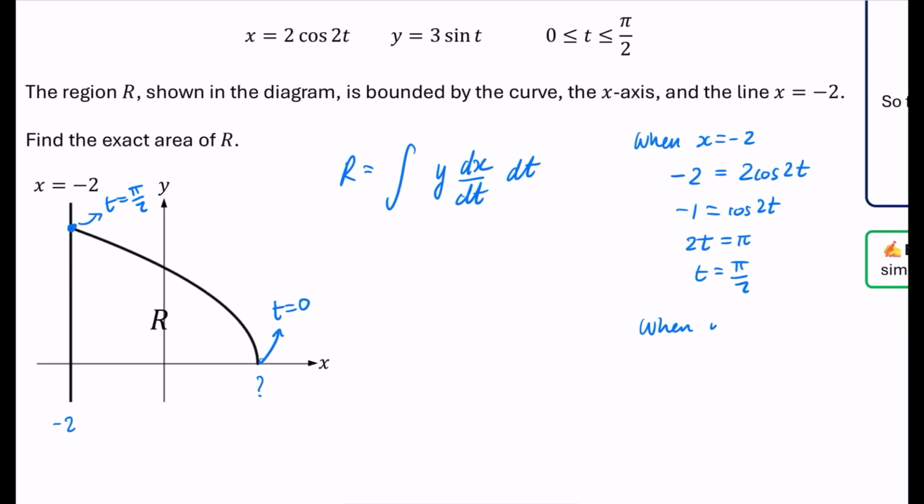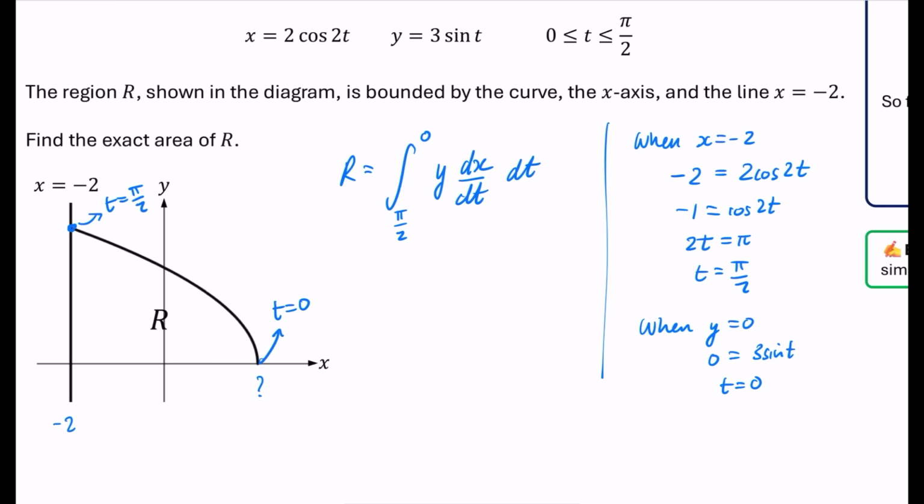And when y is equal to 0, we get that 0 is equal to 3 sin t, and you'll see very quickly that t is equal to 0. So because we're going from left to right, we're actually going to put down here, the lower limit is pi over 2 and the upper limit is 0, which seems really strange because we normally have the bigger limit on the top. But I'll look at this exam tip in just a second to help us to deal with this.